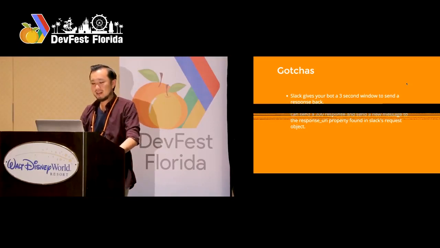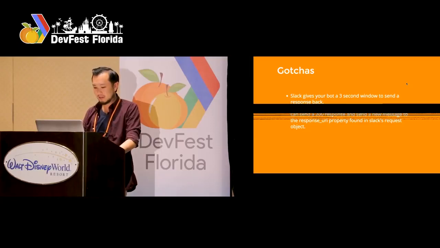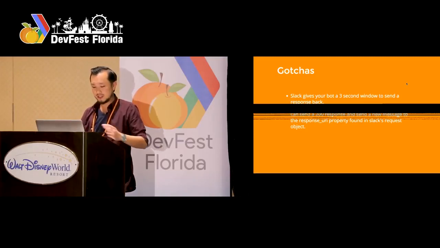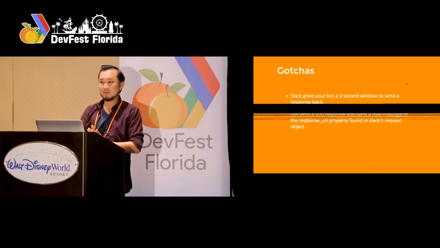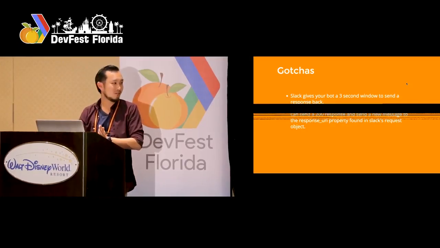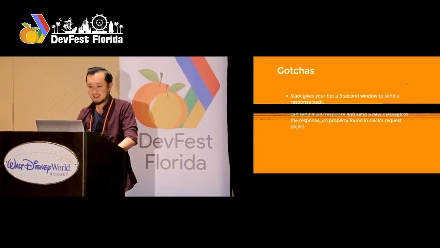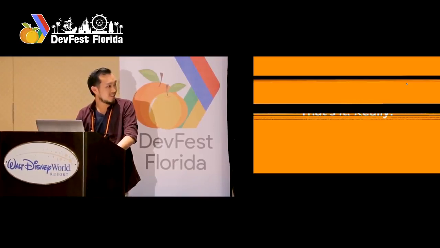3-second timeout window. So the first request that Slack sends to your bot has a property called the response URL. And basically, if you need to respond back to that channel or that user's message, you send a request back to that response URL, and it'll send a message to the channel saying, hey, you awarded this person this many points. And you could do that up to 5 times in 30 minutes. This is specific to Slack's API, once again. But that's pretty much it.